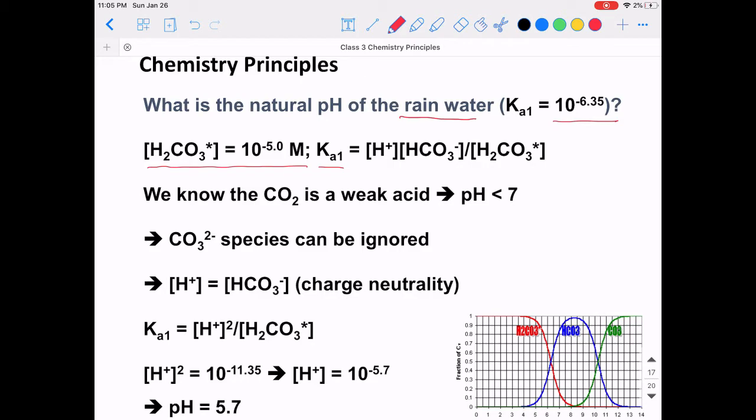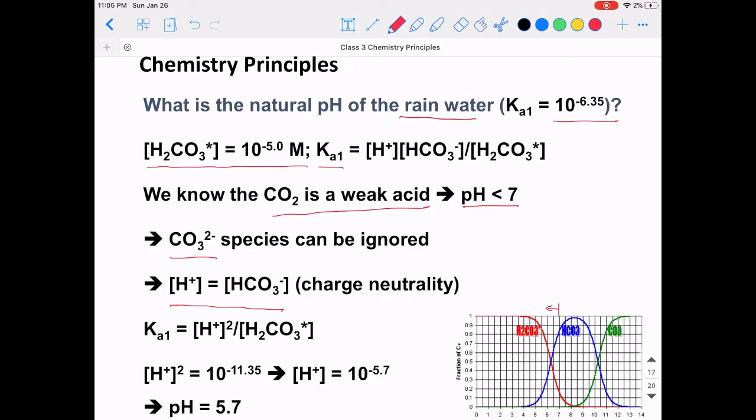So as we have shown here, because carbon dioxide is a weak acid, the pH is going to be less than 7. So we're not going to have any carbonate ions in the solution, right? Under this situation, the carbonate species can be ignored. So because of charge neutrality, the proton concentration is going to be equal to the bicarbonate ion concentration. So these two concentrations are the same.